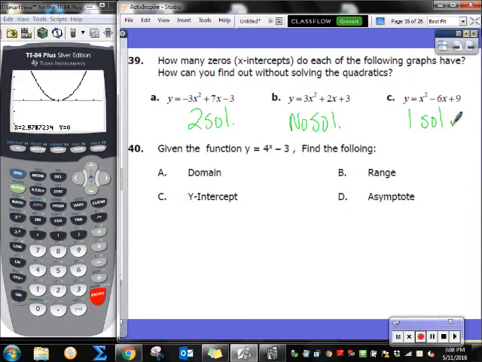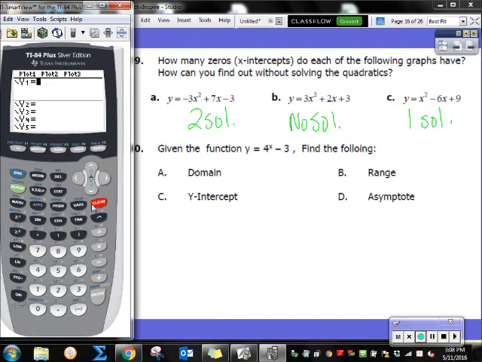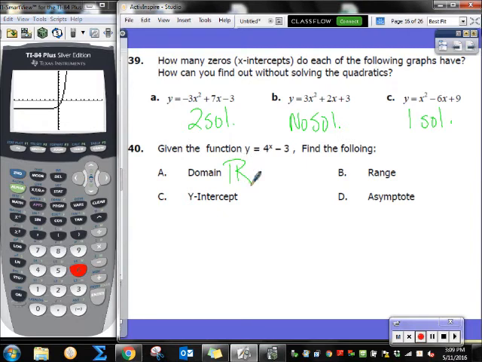For number 40, given that function, find the following. So we need to put this in our calculator. So we have 4 to the x power minus 3. I'm going to press graph. Definitely going to have to zoom 6. Now, in our exponential function, since it goes all the way from the left to the right, it's going to touch every x value possible. So the domain is going to be all real numbers.